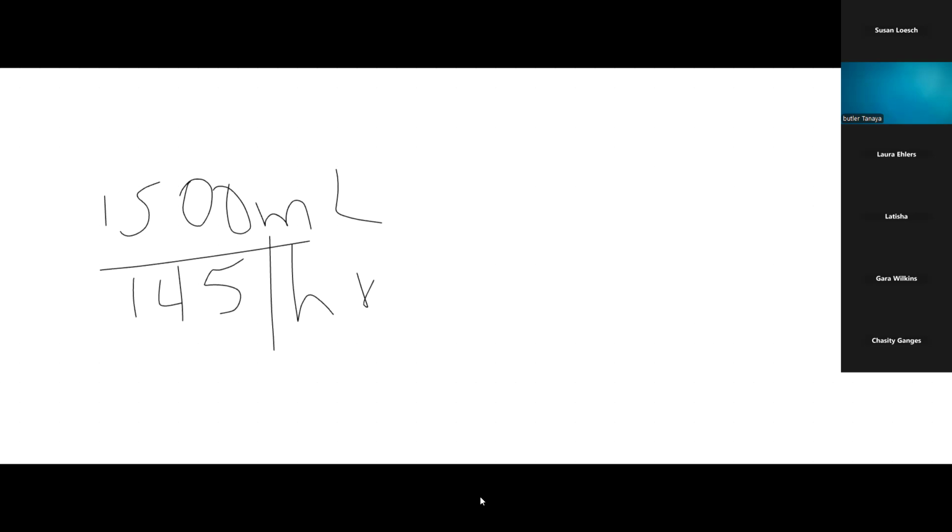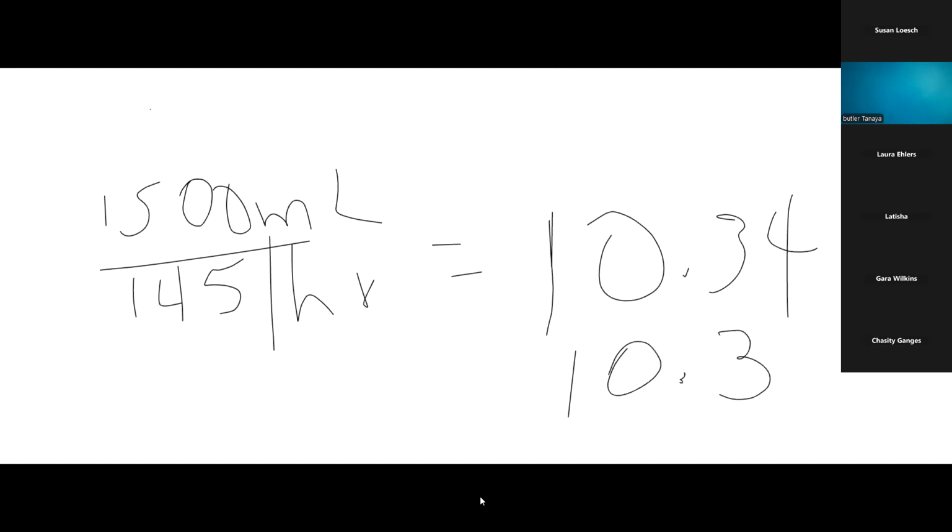So I got 10.34 hours. And that should round to 10.3. And then we took the 0.3 times, am I on the right one? No, it was 125 with the 900 mLs. So yeah, it'd be 7.2. Oh, got it. Let me go to that one. Sorry.